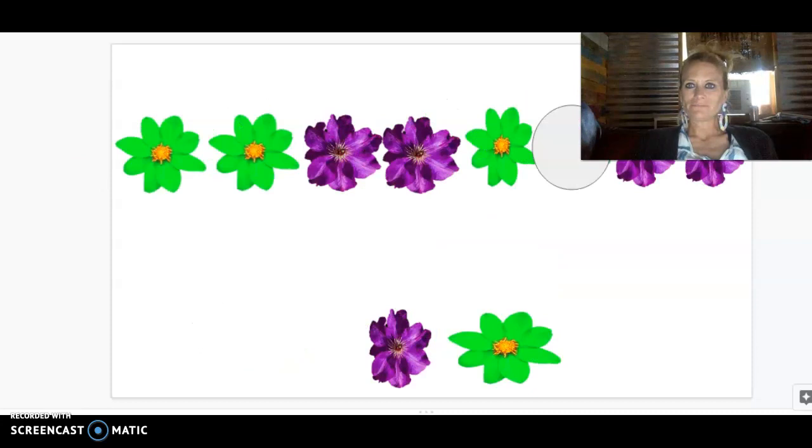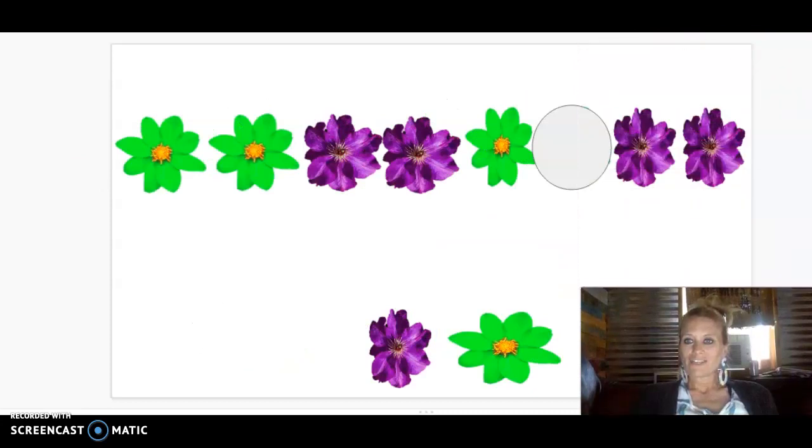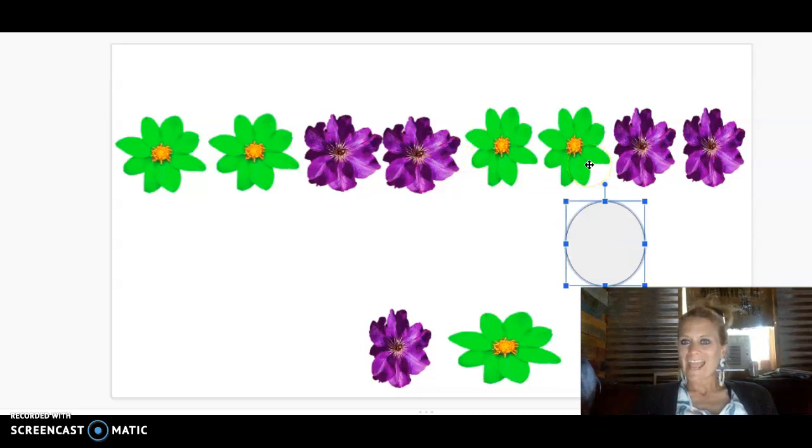Let's look at this one. What pattern do you see? Green, green, green, purple, purple, green. What is under this one? Green, green, purple, purple, green. Oh, I see that this is the unit that we're going to be using as a pattern. Green, green, purple, purple, green, green. It is A, B, B, A, B, B.